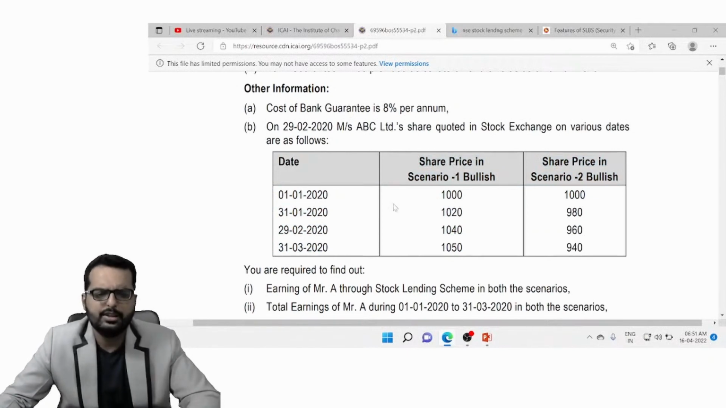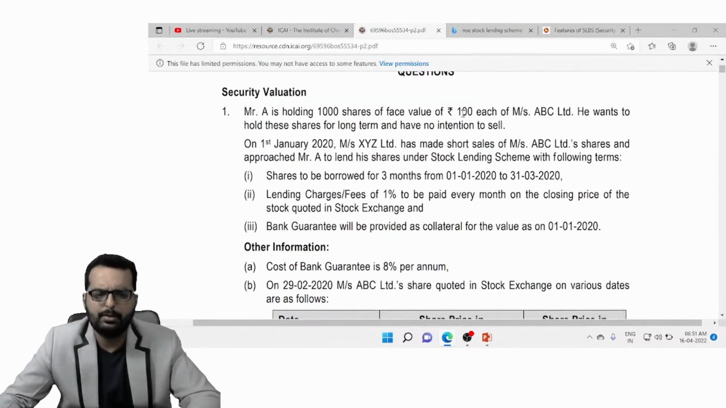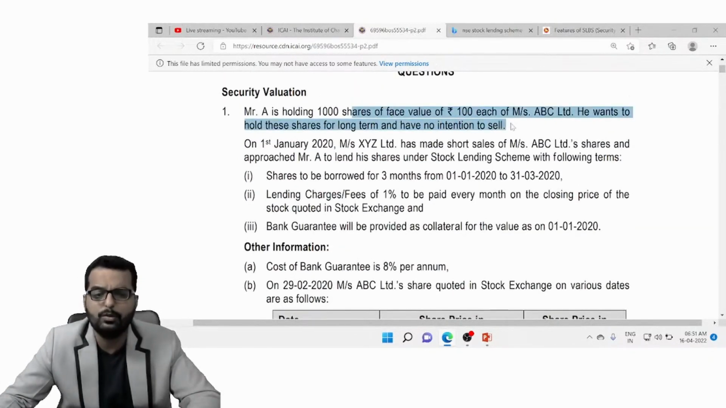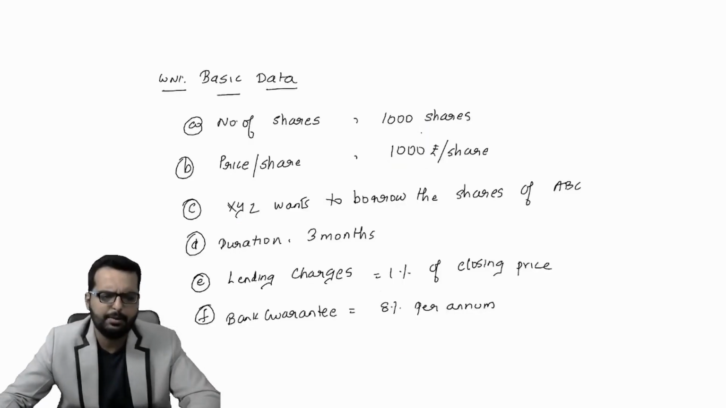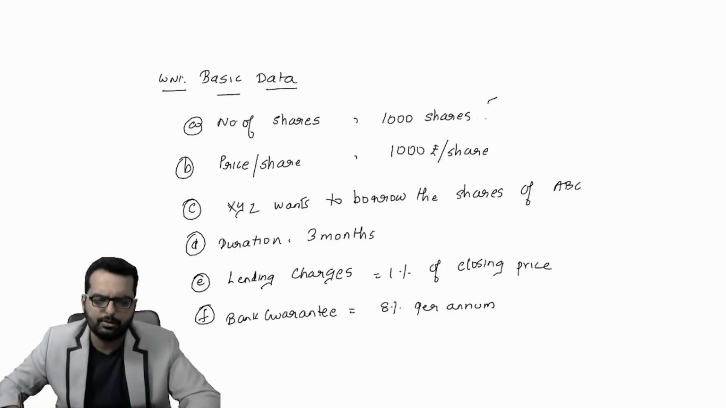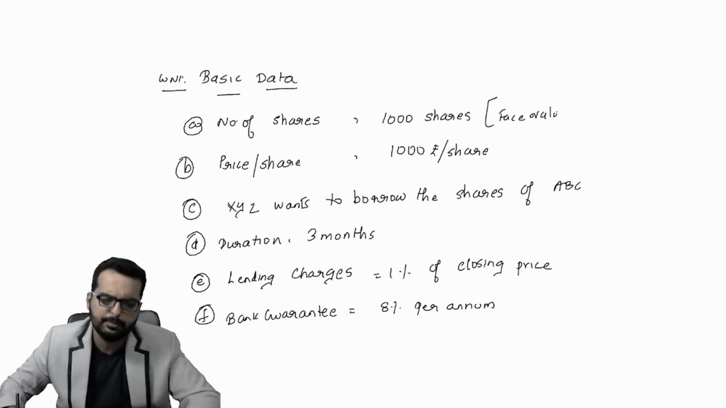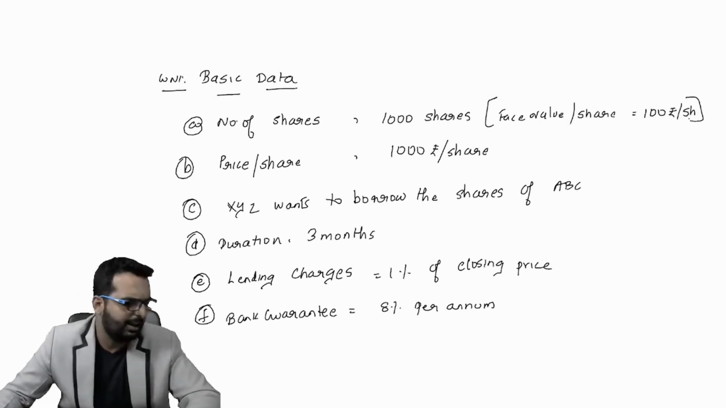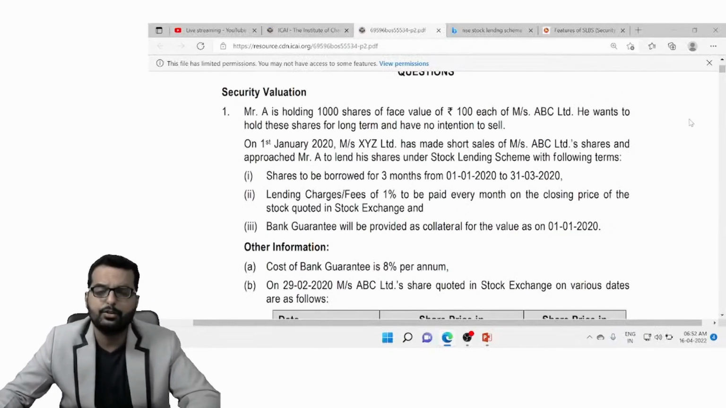So on bullish, the share price is said to be 1000, 1020, 1040, 1050. Friends, listen carefully. Here they have told the price as 1000. But when they started the question, what is the face value that they have told over here? 100. So down they have given the market price and there is no market value given over here. So maybe we can assume that here the price per share is 1000 rupees, but the face value per share is equal to how much rupees per share? It will be 100 rupees per share. We can take it that way in that case. All right. So that's the first part of the information.